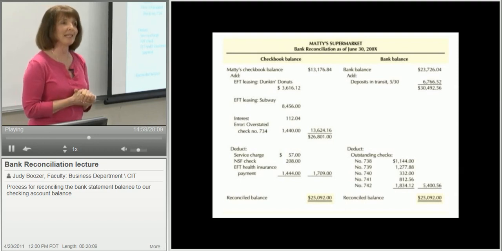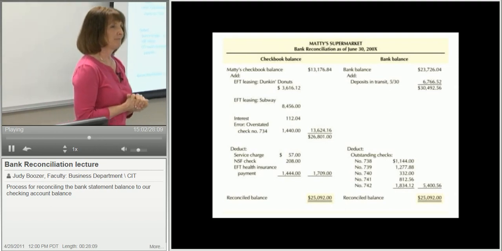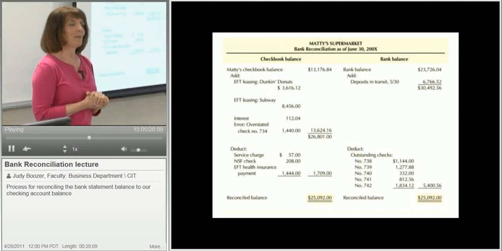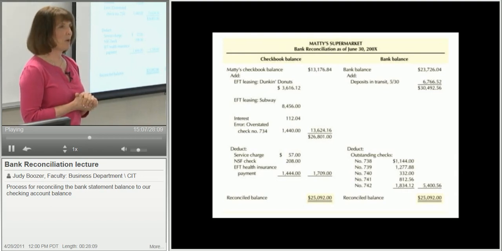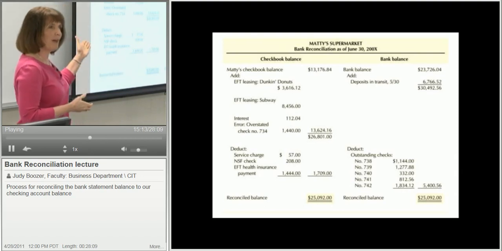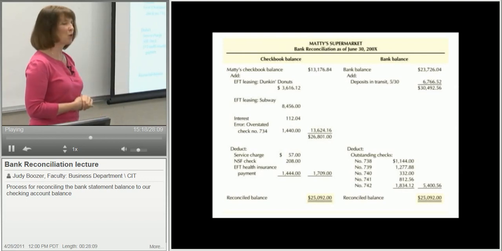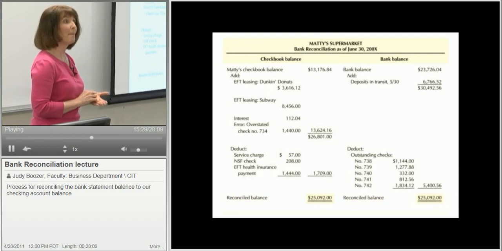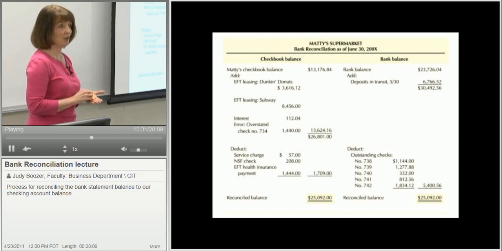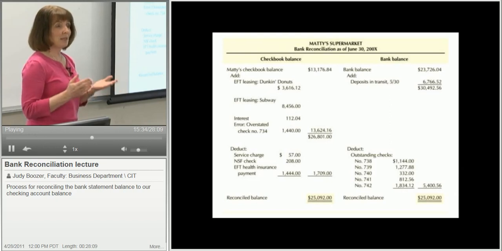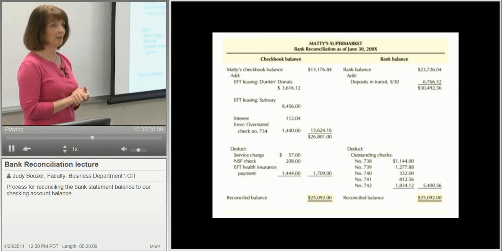How would you journalize interest? It would be probably a new account you haven't had before. But what would get debited to record that interest earned? Cash. Cash for $112.04. What would be the credit for that transaction? It could be called interest earned. It could be called interest income, which we'll learn later is something called other income. Something similar, some kind of a revenue account there.